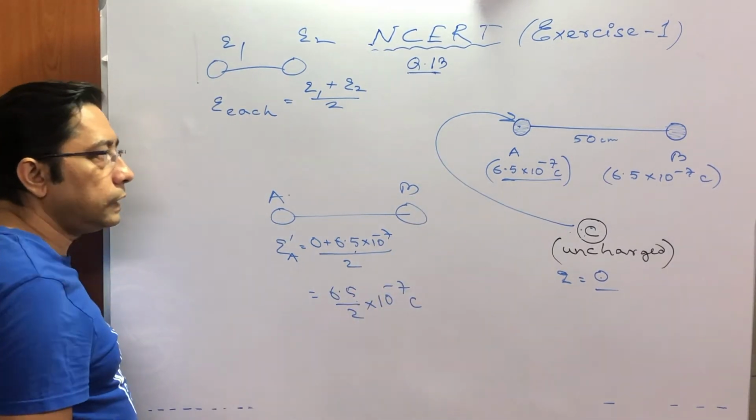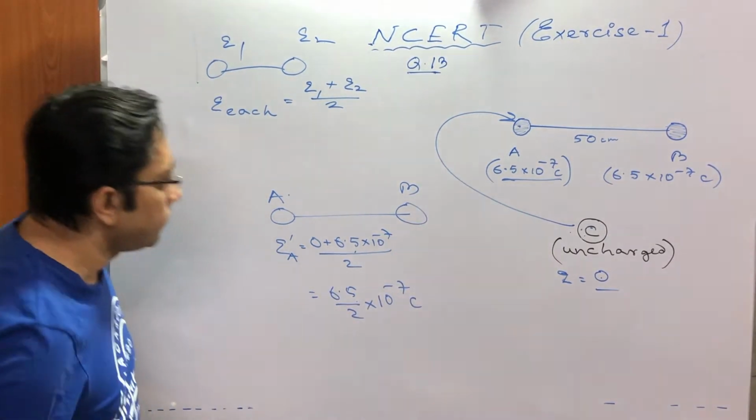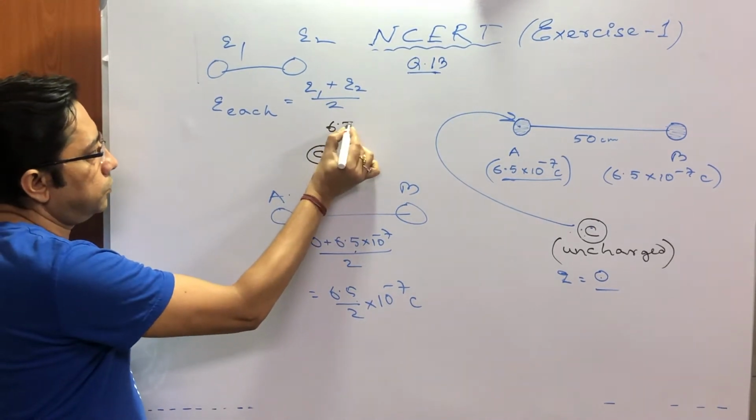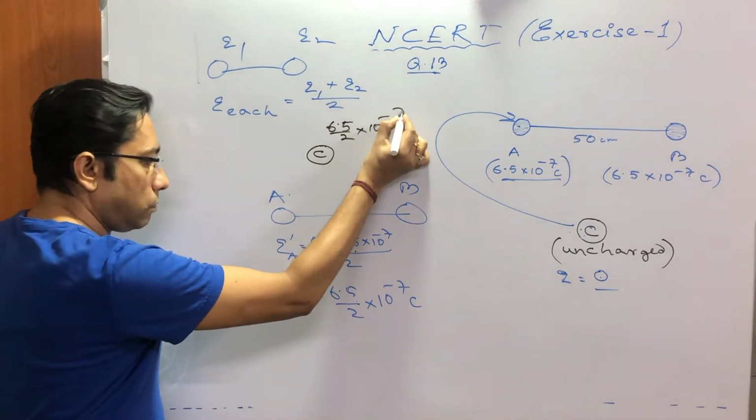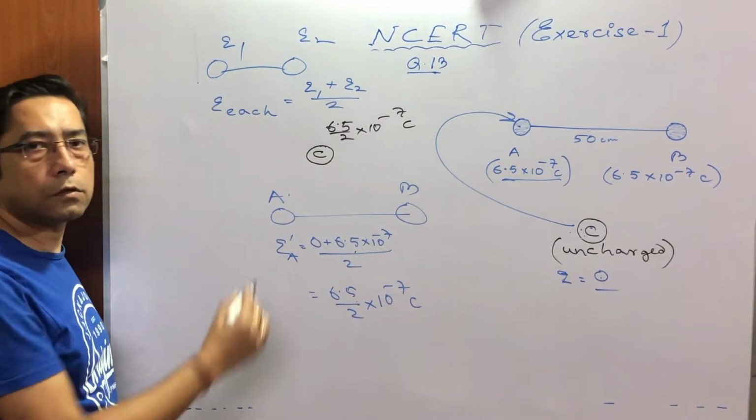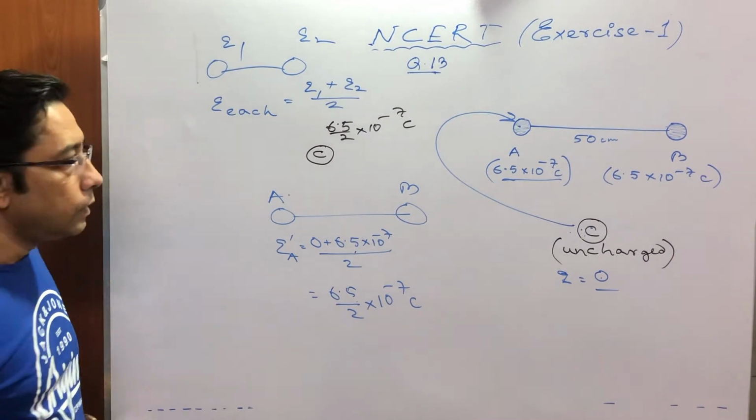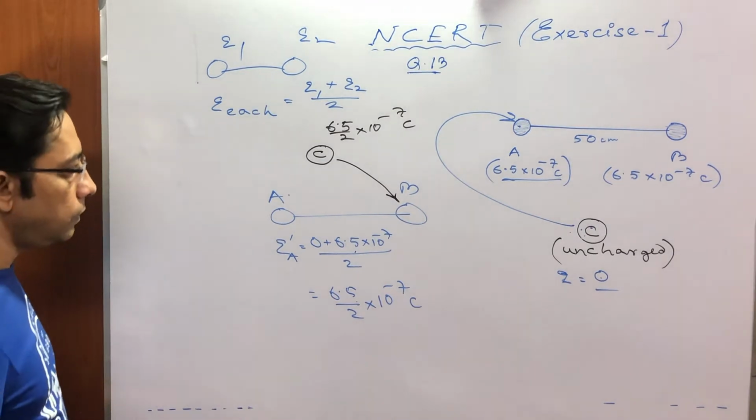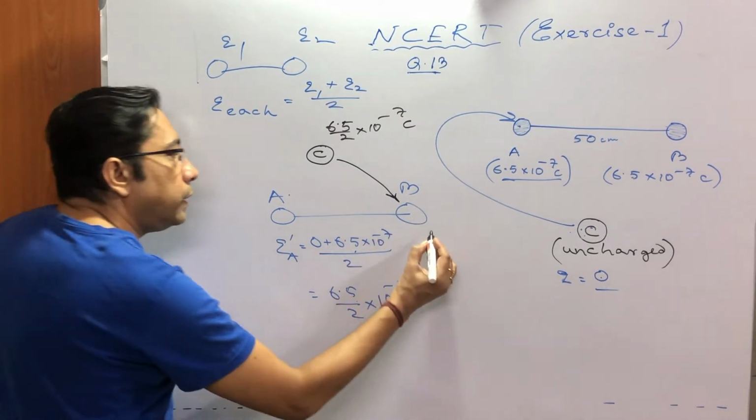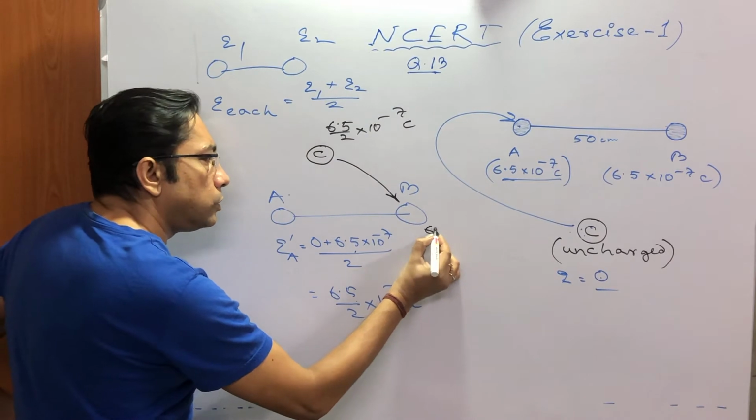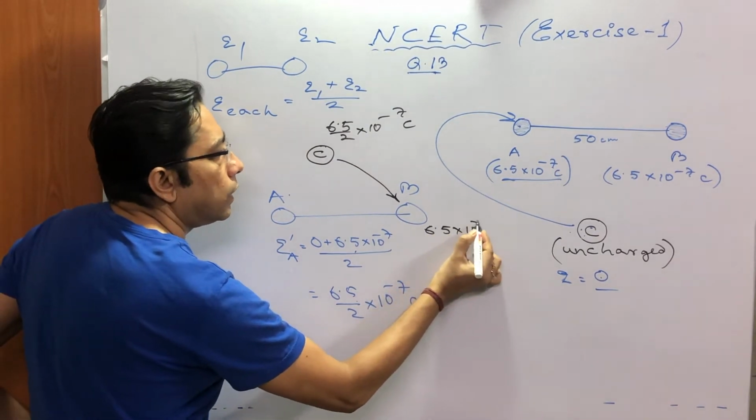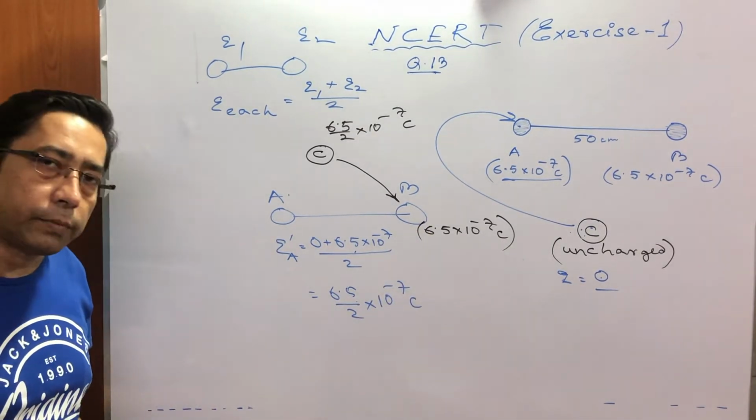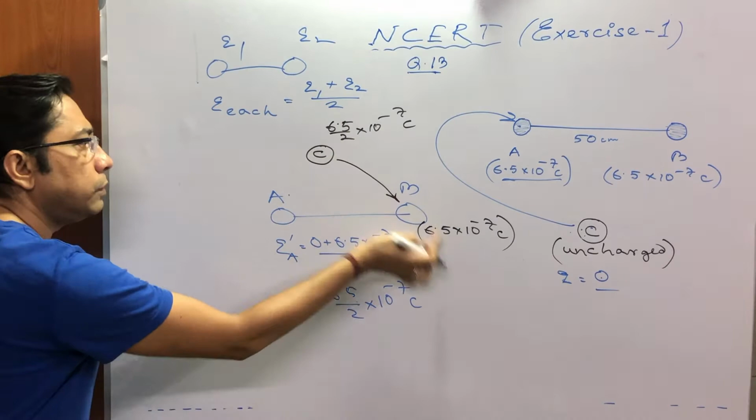So now C has a new charge. I am drawing C here. C also has 6.5 by 2, 10 to the power minus 7 coulomb. C is also having this much charge. Now it is given that C is brought in contact with B. B was having the same charge because it had no change, this much coulomb. So what do you think should happen? There would be again a charge exchange between them.